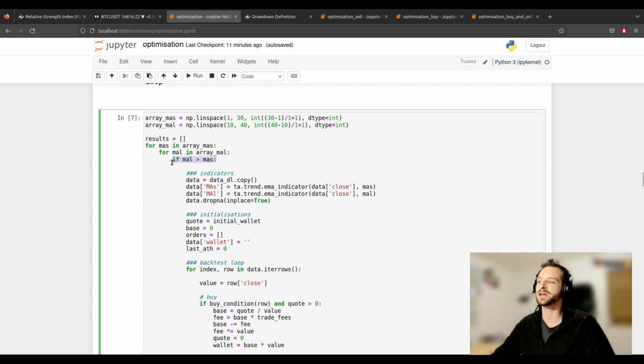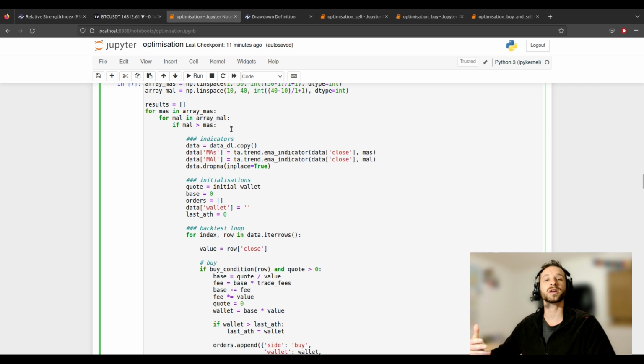That's why I'm only going to check the values for the quadrant where MAL is larger than MAS. So I mentioned there were going to be 3 loops. The 2nd loop is testing the different values of the moving averages. The 3rd loop is a backtest, which means going over the data that we've downloaded and seeing when some buy triggers, some sell triggers, and seeing at the end how much we've made and what the strategy looked like.